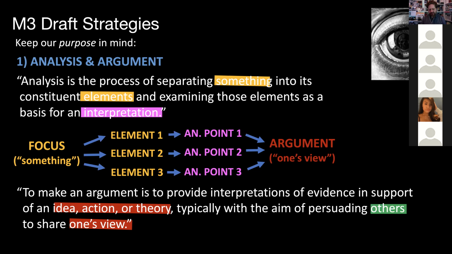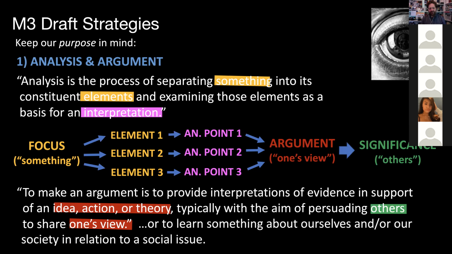Instead, what we're doing with these papers is developing a sense of teaching, using our argument so that it teaches the reader, or audience, something about themselves or about our society in relation to a social issue. So by writing a paper analyzing the Black Panthers, part of my argument should have some sense of significance. Why is this important for us to learn about? What do the Black Panthers teach us about racism in our society, or racial empowerment, or whatever it might be, right? So that's where the social relevance comes in.